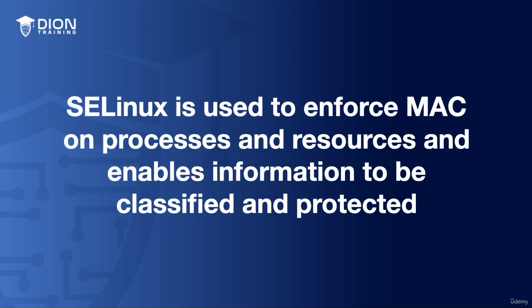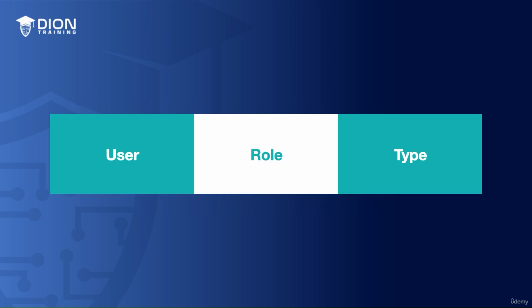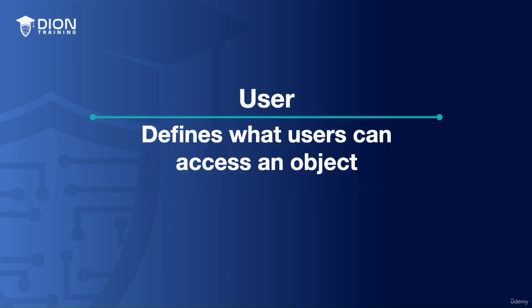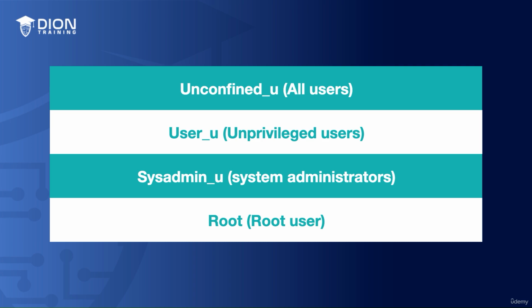This helps us mitigate the damage that could be caused by information getting into the hands of a malicious user or malicious application. Now, SELinux defines three main contexts for each file and process. These are the user, the role, and the type. The user context defines what users can access an object. Different distributions provide different users, but the most common ones include unconfined_u, which pertains to all users, user_u, which pertains to unprivileged users, sysadm_u, which pertains to system administrators, and root, which pertains to the root user.